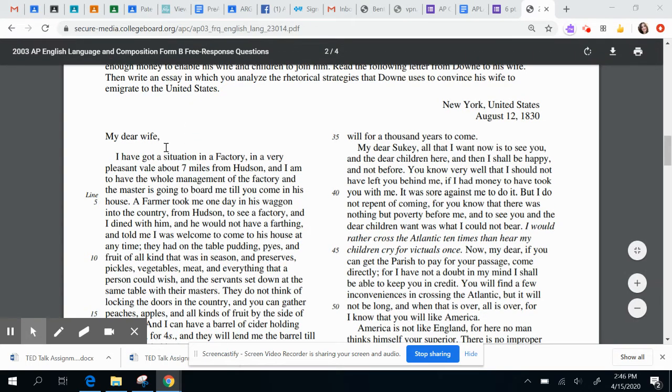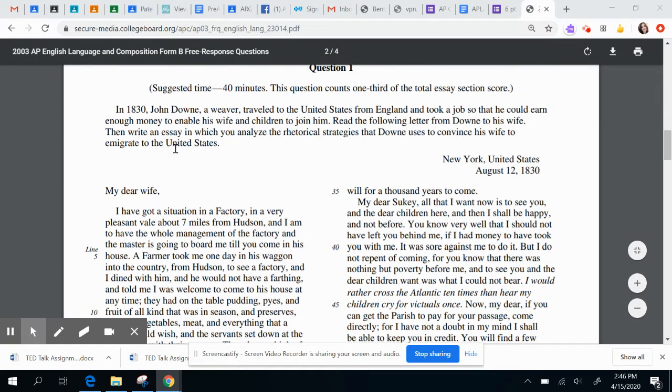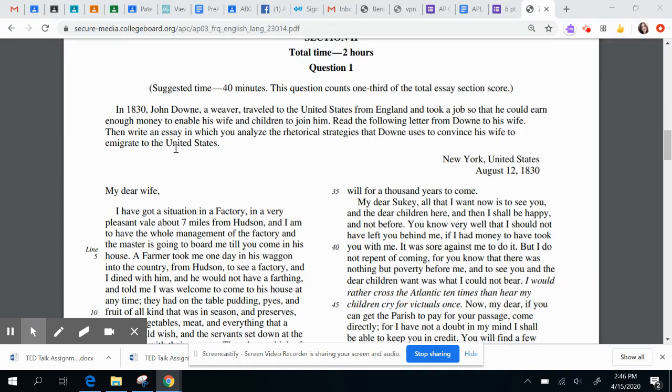In 1830, John Downe, a weaver, traveled to the United States from England and took a job so that he could earn enough money to enable his wife and children to join him. Read the following letter from Downe to his wife. Then write an essay in which you analyze the rhetorical strategies that Downe uses to convince his wife to immigrate to the United States.